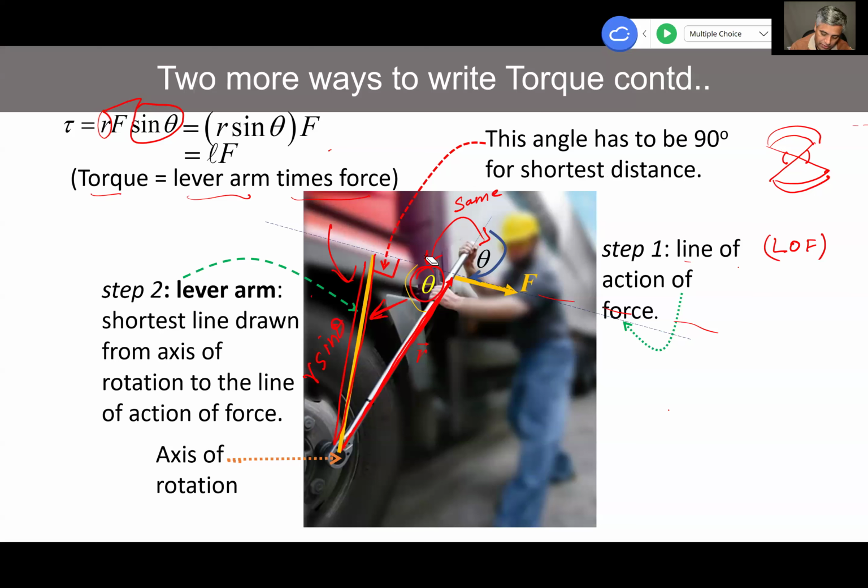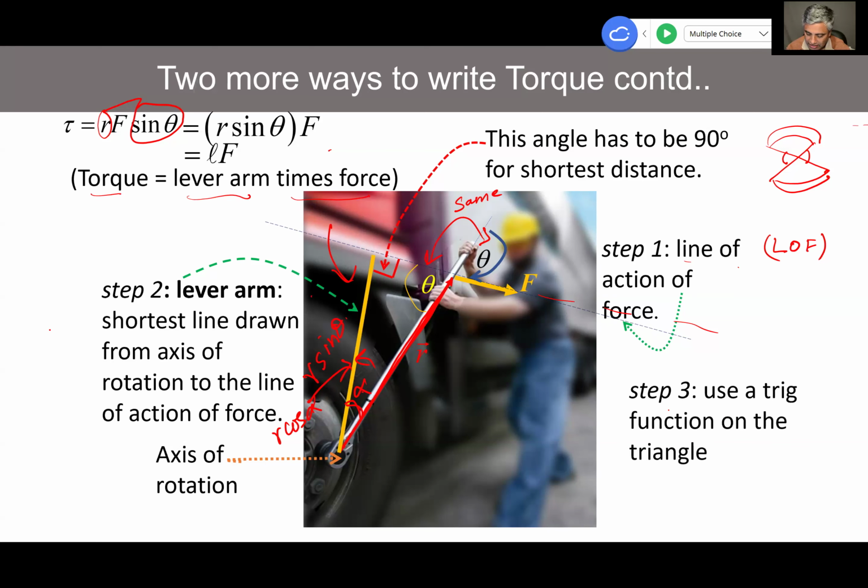Like we saw, if this angle is known, this is R sine theta. But if this other angle is known, let's say alpha, then this same thing would be R cosine alpha, because that would be adjacent. So depending on what angle is known, it could be sine or cosine. So the torque equation can have sine or cosine. It's sine only when the angle is the angle between R and F.